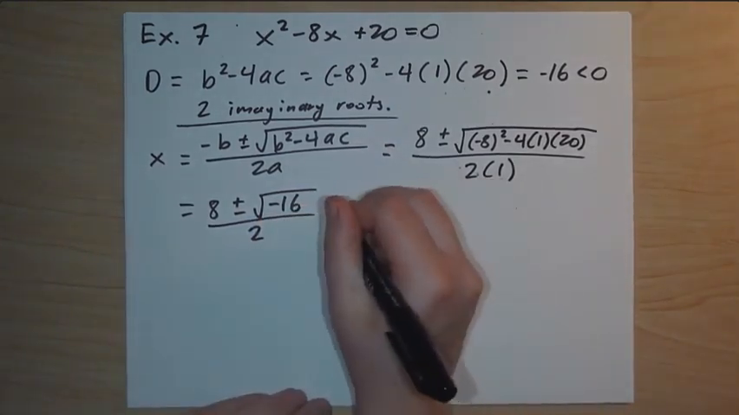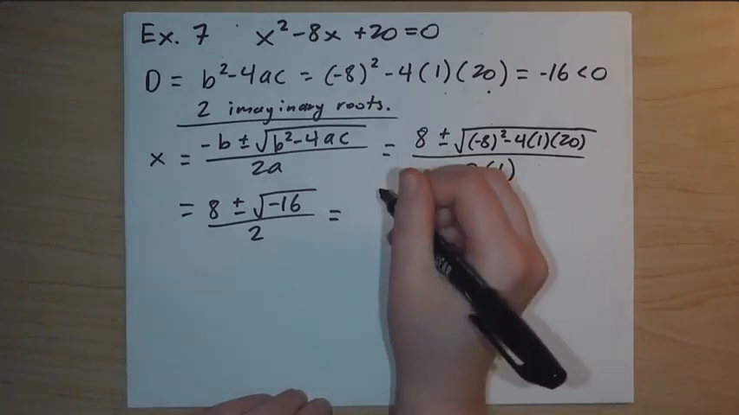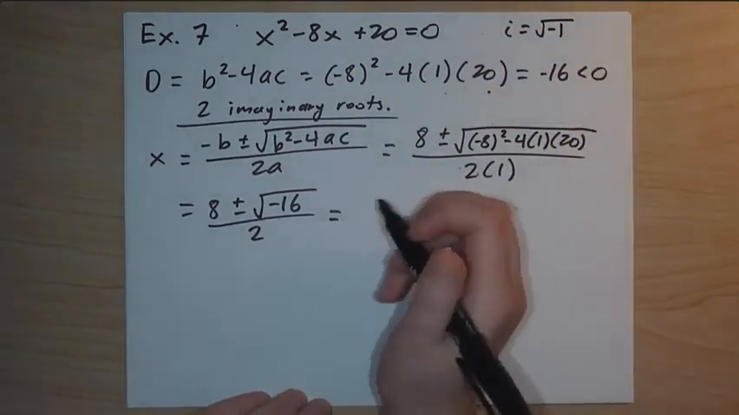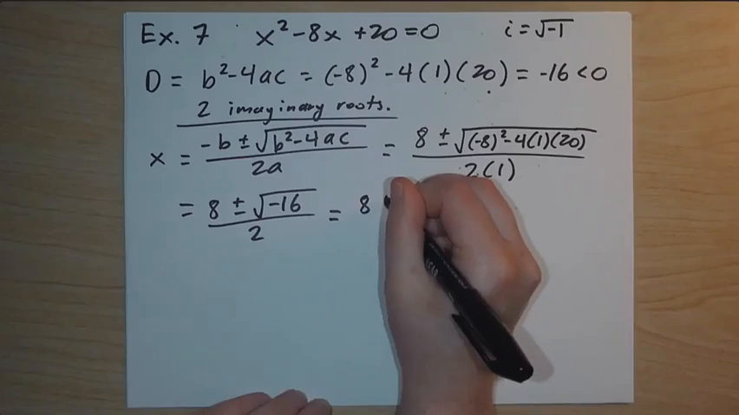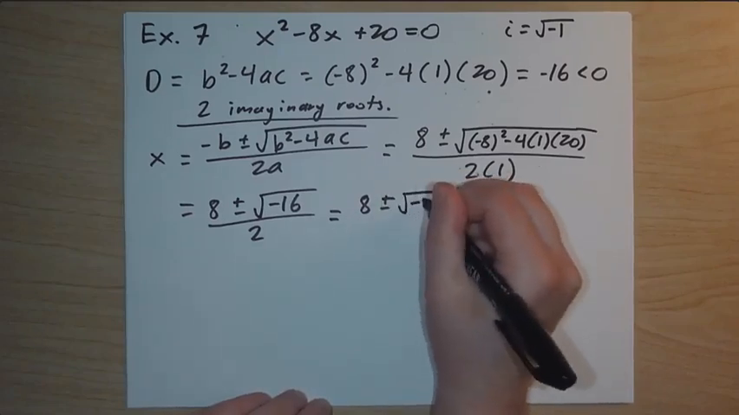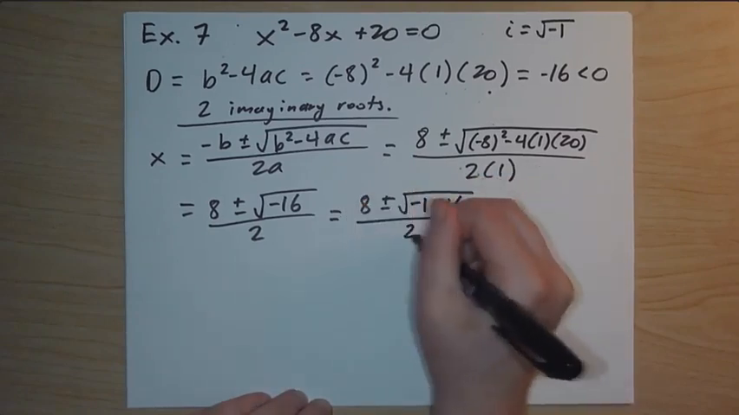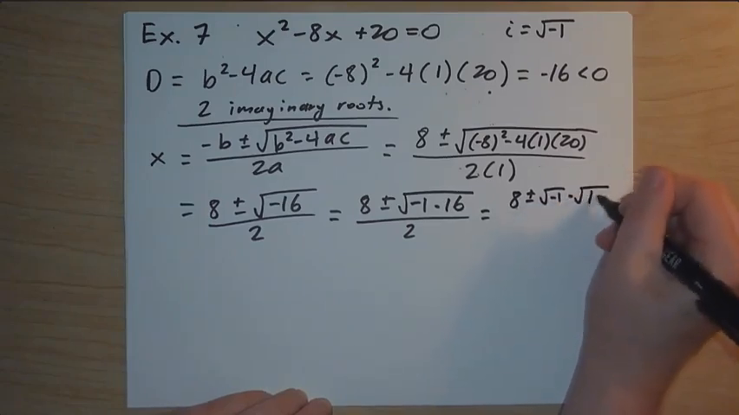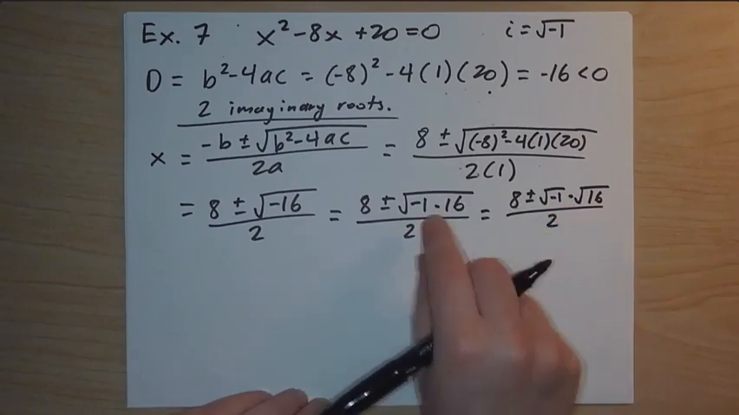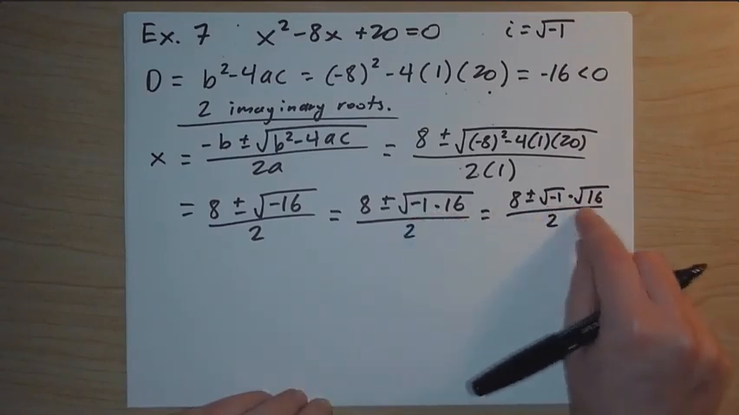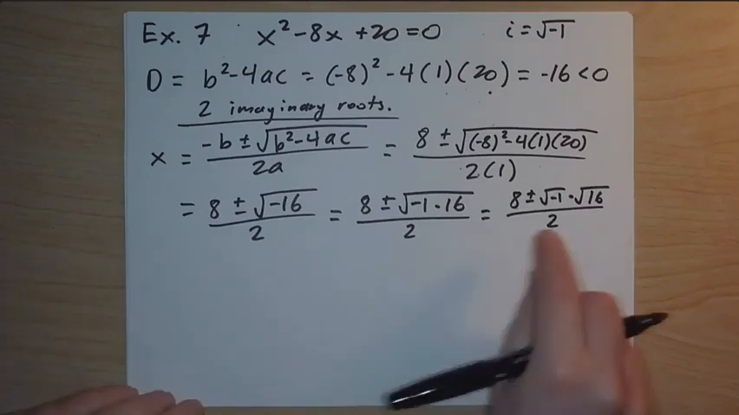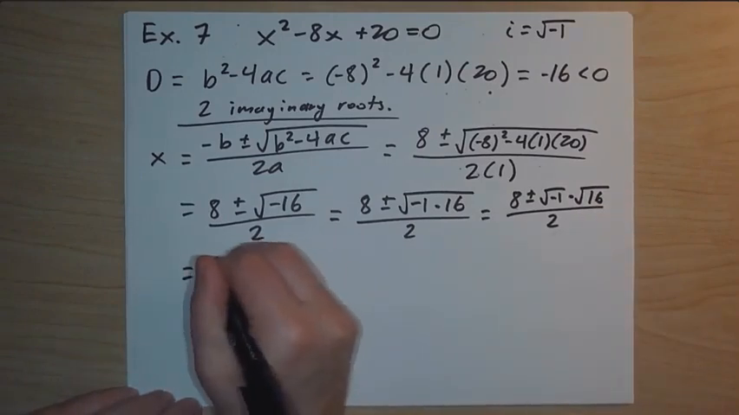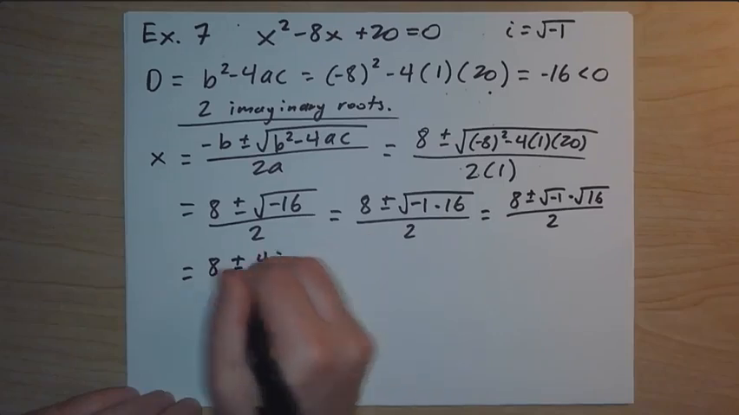So now let's rewrite this square root using the knowledge that i is equal to the square root of -1. So we're going to rewrite this 8 plus minus the square root of -1 times 16 divided by 2, which is the same thing as 8 plus minus the square root of -1 times the square root of 16 divided by 2. If everything inside of a square root is being multiplied, we can split up the square root like this. So we know the square root of -1 is i, and the square root of 16 is 4. So we can rewrite this as 8 plus minus 4i divided by 2.